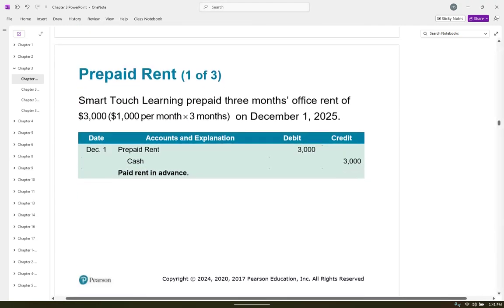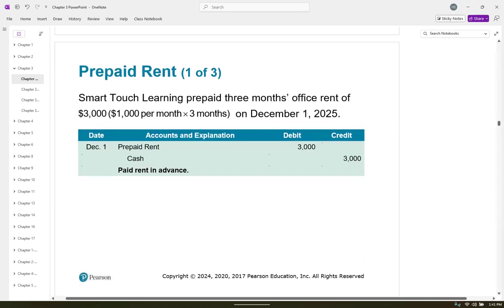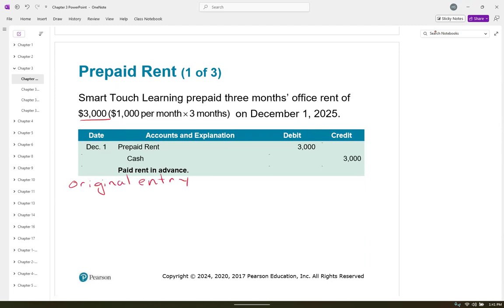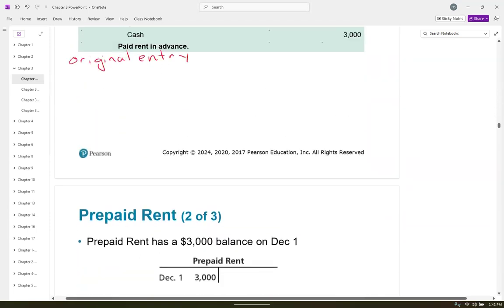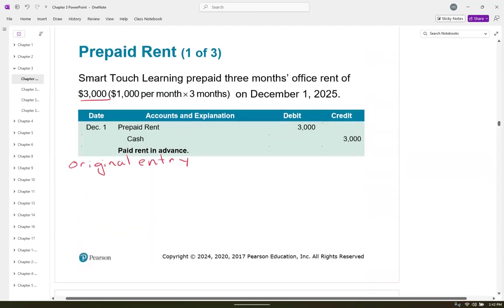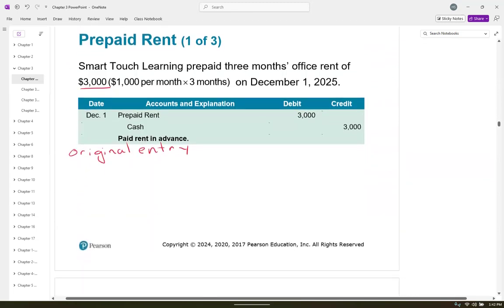So we'll get started. On December 1st, they prepaid rent for $1,000. December 1st, this is the original entry. I don't want you to get confused, because I did say the adjusting entries did not involve cash. This is not the adjusting entry. This is the original entry. And we'll probably be making this entry through December the 31st. So these are two assets. We traded one asset for another asset, increased the prepaid rent asset, decreased cash.